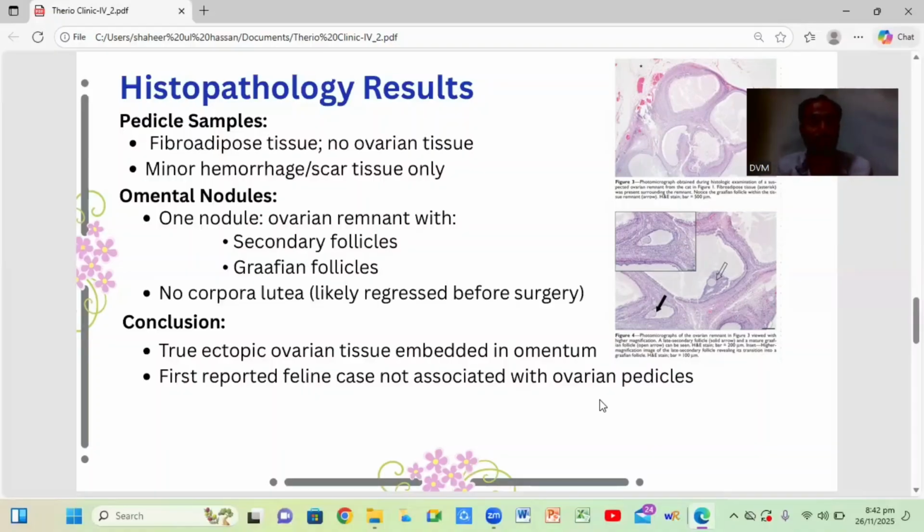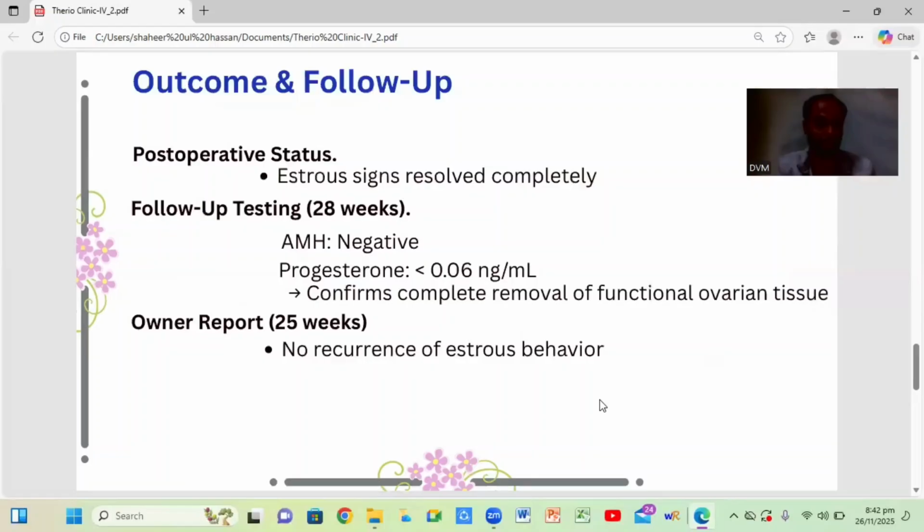The conclusion we adopted from this was true ectopic ovarian tissue abandoned in the omentum. It is the first reported feline case of this kind, not associated with the ovarian pedicel. That means this case had not been presented in felines before.